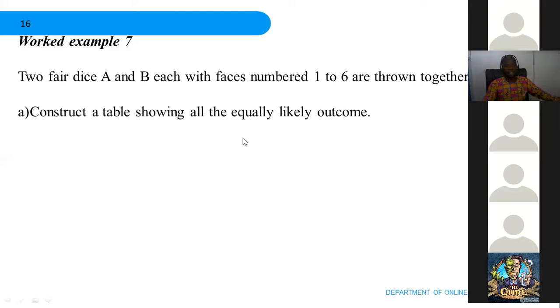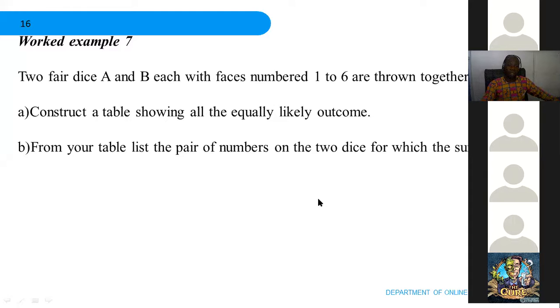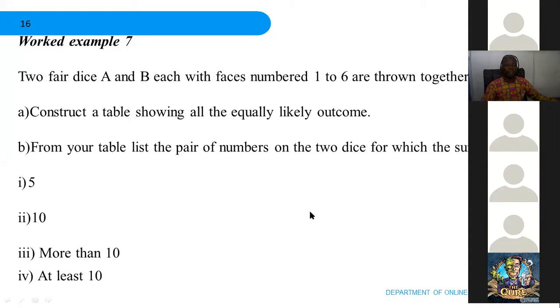So construct a table showing all the equally likely outcomes. From your table, list the pairs of numbers on the 2 dice for which the sum is (i) 5, (ii) 10, (iii) more than 10, (iv) at least 10.